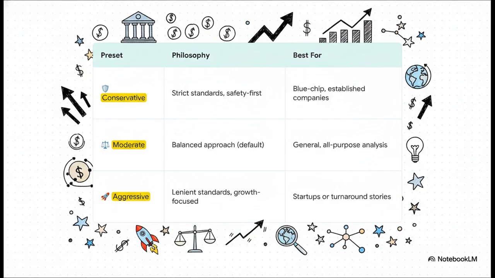So, are you a safety-first person looking at stable, blue-chip companies? Then the conservative preset is for you. Or maybe you're hunting for the next big growth story. Well, the aggressive setting will be a lot more forgiving. It puts you in total control of how you view a company's health.